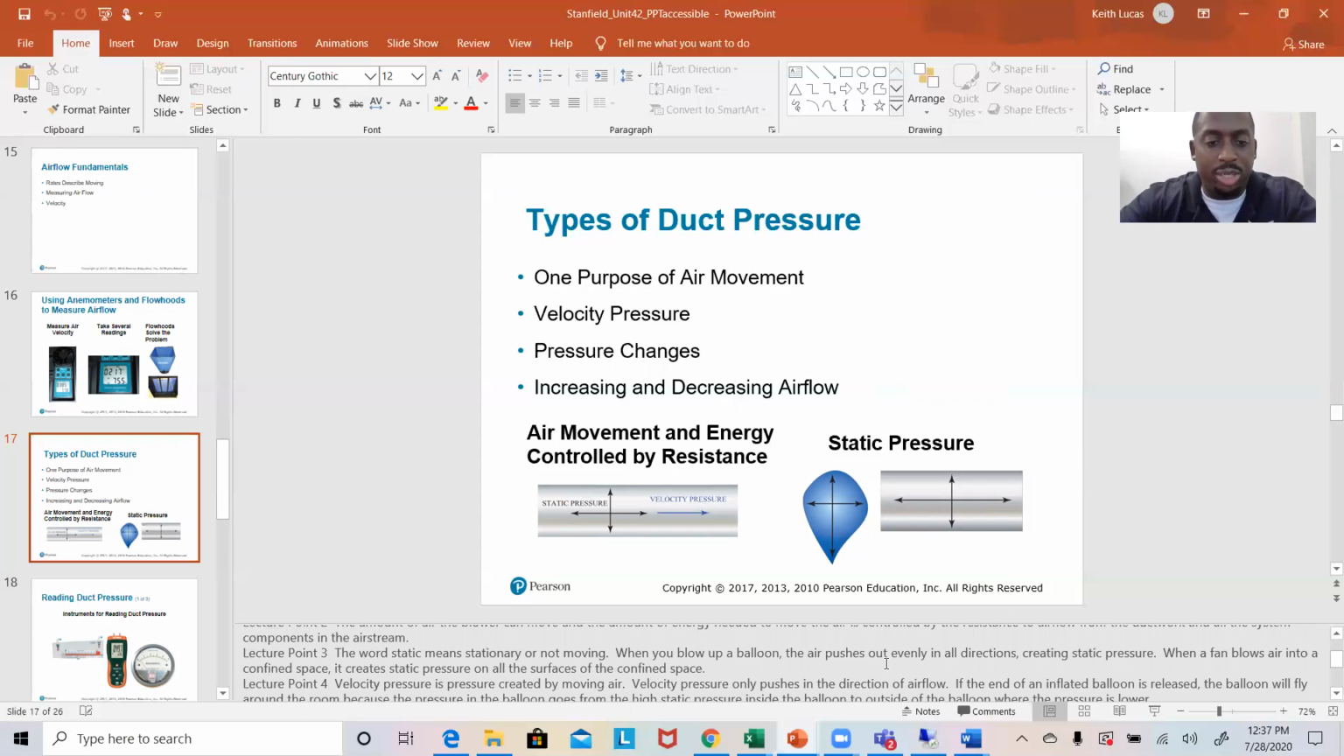Or sorry, the word static means stationary or not moving. When you blow up a balloon, the air pushes out evenly in all directions, creating static pressure. When a fan blows into a confined space, it creates static pressure on all the surfaces of the confined space.